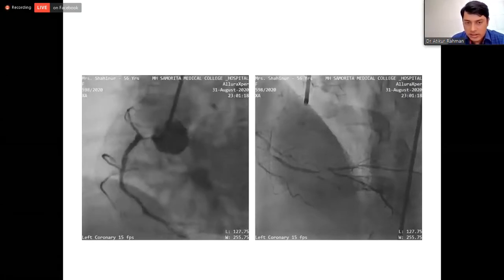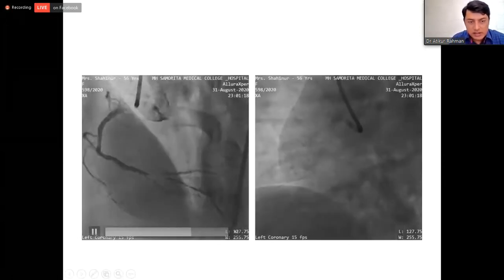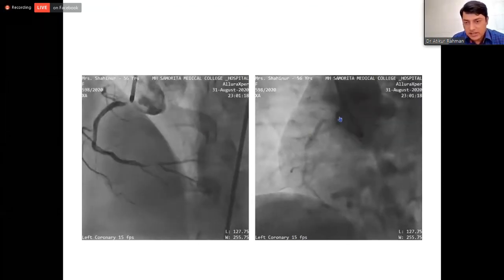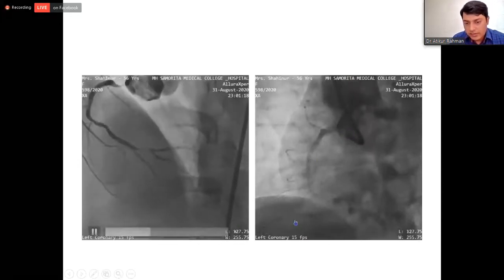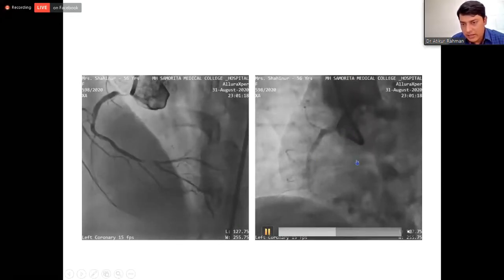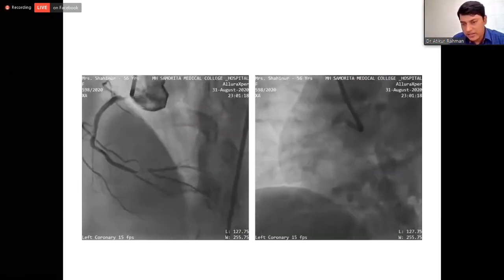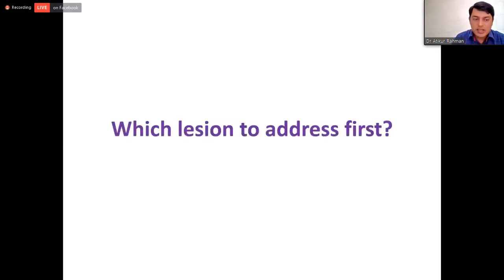So we gave nitroglycerin 200 microgram and took another check. But the lesion persisted, and thereafter we disengaged the catheter and took one non-selective view, and the lesion still persisted. So the lesion is true. We were in a dilemma about which lesion to address first, the ostioproximal lesion or the distal lesion.